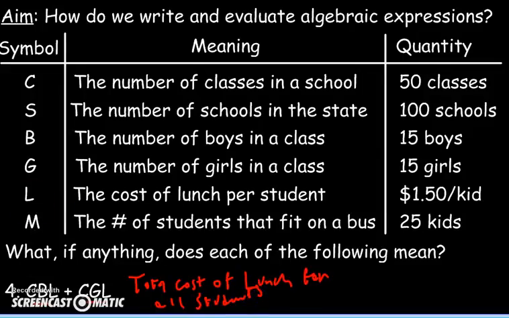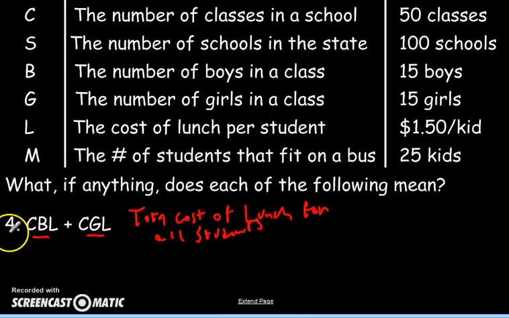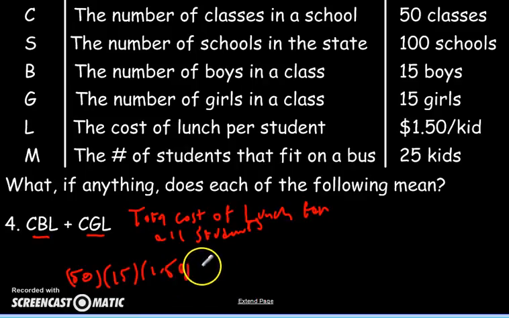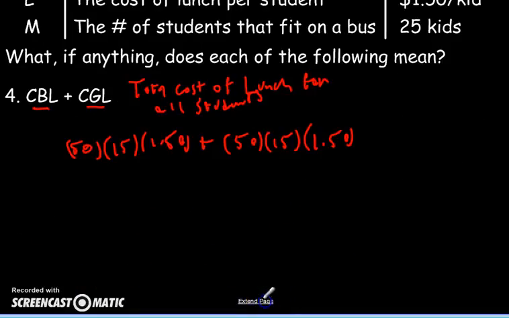And I'm going to need a little bit more room to evaluate this. So this is 50 times 15 times $1.50 plus 50 times 15 times $1.50. Now the order of operations says that multiplication comes before addition, so we'll have to do that first.